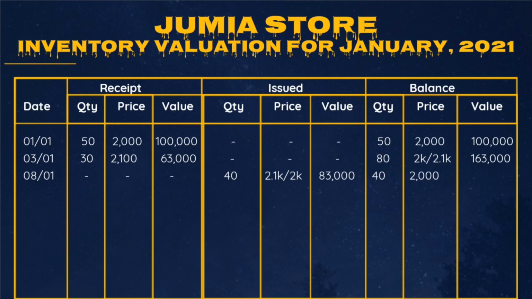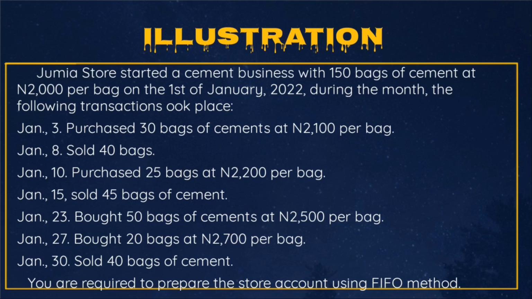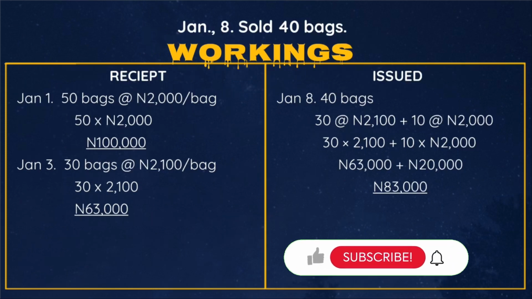While the value, the total value of the inventory in the store before is 163,000. Now they are supplying inventory worth 83,000 naira out from the store. So 163,000 naira minus 83,000 naira, that will give us 80,000 naira. So that is it by the calculation. Now let's go to the next entry. That is on January 10, purchased 25 bags of cement at 2,200 per bag. Our workings, January 10.